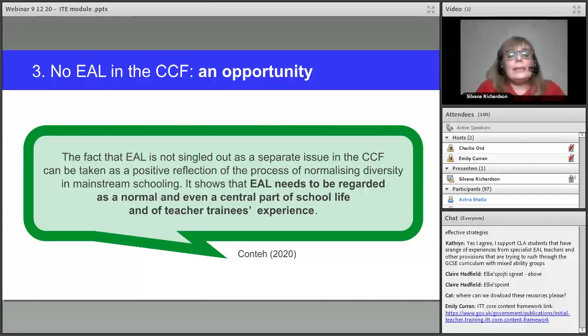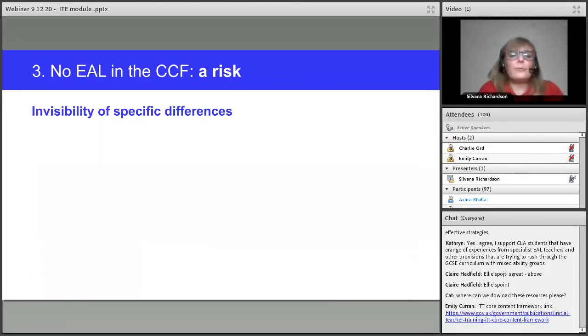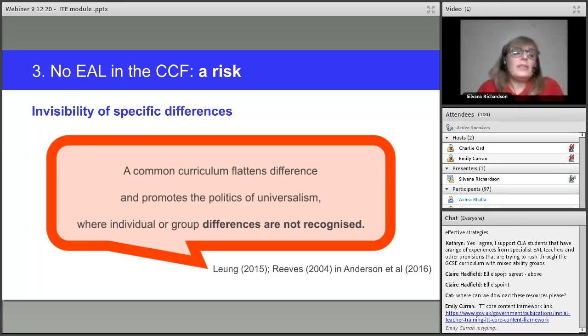So it shows that EAL needs to be regarded as normal and even a central part of school life and of teachers' trainees' experience, and nobody would disagree with that. Having said that, the flip side of that is that there's also a risk here: the invisibility of specific differences. And this is a comment, again, from Professor Constant Lung, who says that a common curriculum flattens difference and promotes the politics of universalism, where individual or group differences are not recognized.